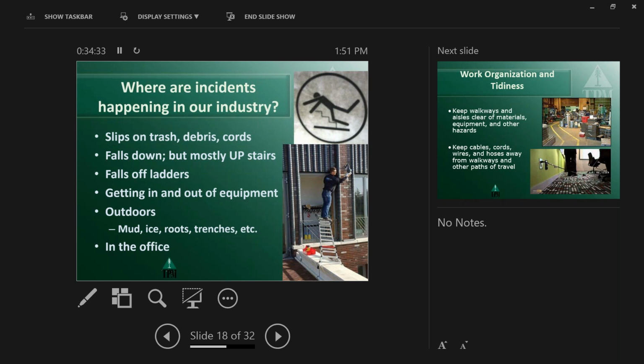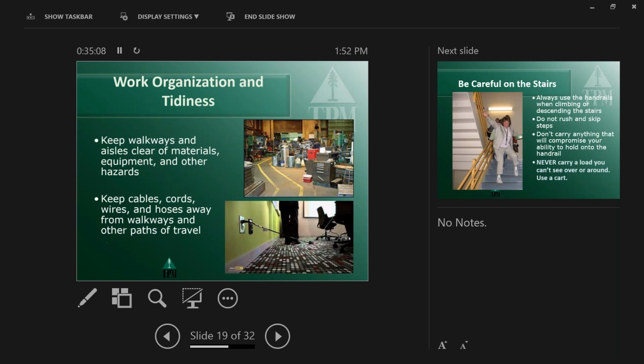Obviously, outdoors is a huge one for everybody, and that's everything from ice to snow to mud to tree roots to trenches. And then another kind of a sleeper is a lot of my accounts have just as many slips and trips in the office as they do in their production, in their mill. So they'll have the same number of slips and trips, and granted, they're not as severe, but they'll have the same number in an office of 10 as they do in a mill with 70 employees. So that was kind of a sleeper that doesn't get a lot of attention.